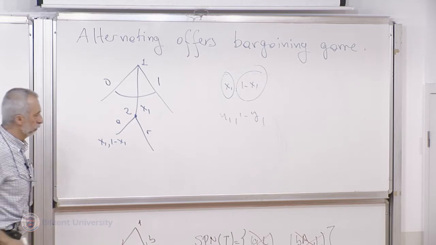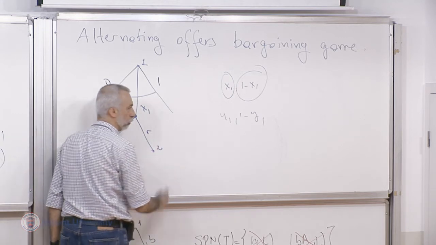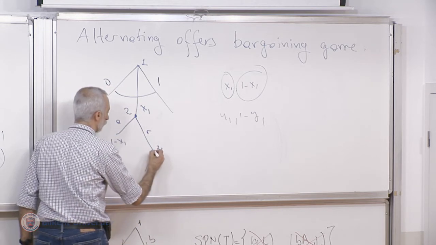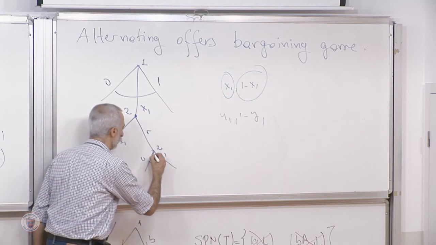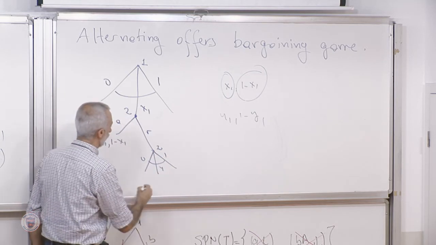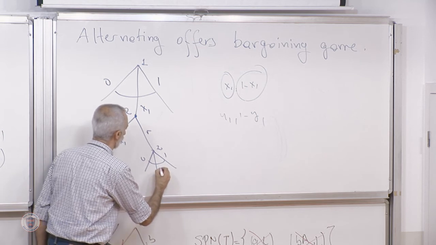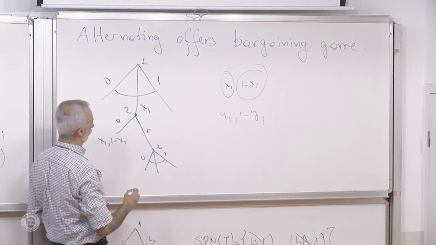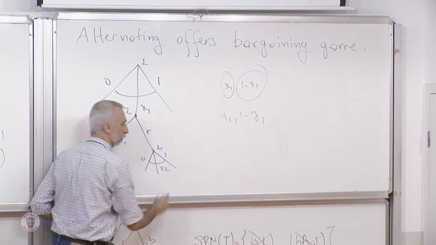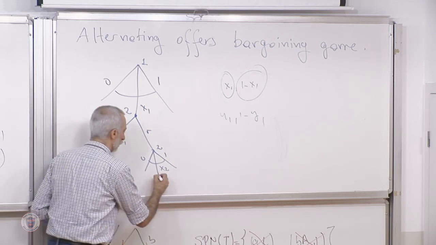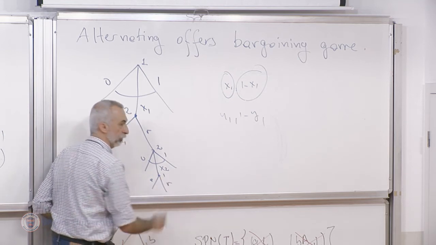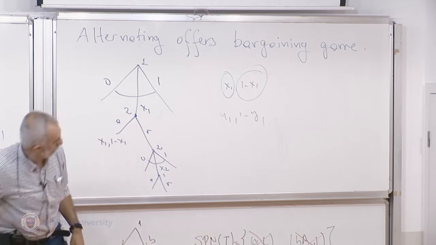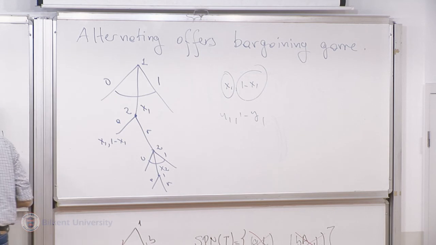If player 2 rejects, now it's player 2's turn. He makes an offer on how much player 1 should get. So I'll denote that with x2. And then player 1 can accept or reject the offer. Actually, let me erase this and try to draw it here. I need more space.